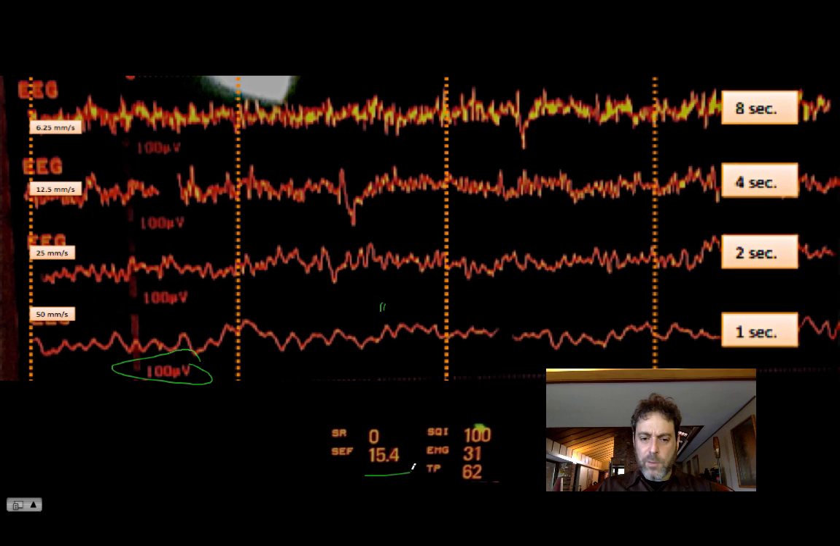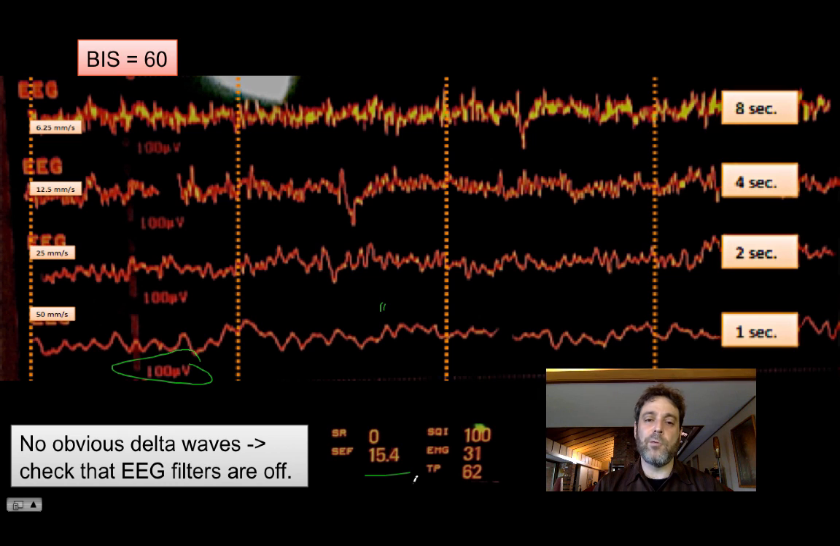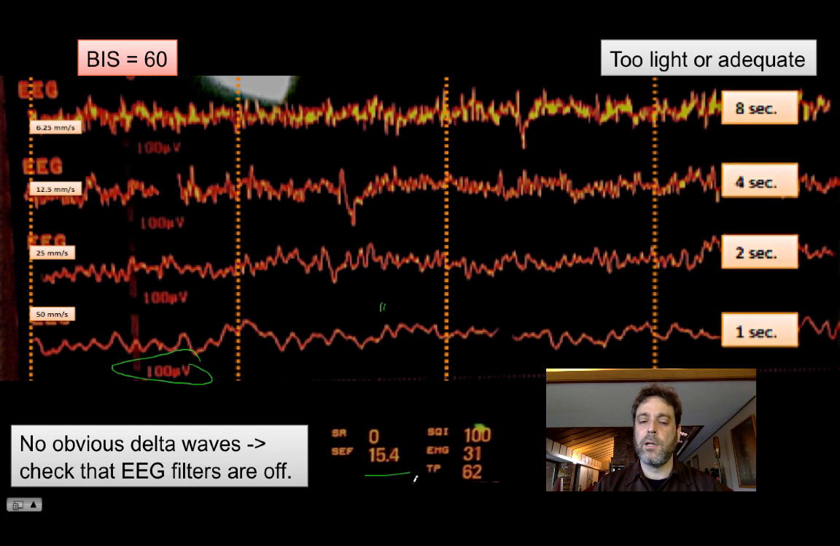Spectral edge frequency is 15, which is higher than I would have expected from the spindle count. A bit concerning is that I'm not really seeing an underlying slow delta pattern. So although I am seeing spindles at an appropriate frequency, I'm not reassured by the delta pattern. I'd like to see if my filters are on, because maybe if you turn the filters off, you'll see a more obvious delta pattern. The BIS is reading 60, so taking that into consideration, depending on the volatile anesthetic concentration, I think I would consider deepening anesthesia, especially in view of the absence of the delta waves. But remember to check that the filters are off. So too light or adequate, but definitely concerns about too light.